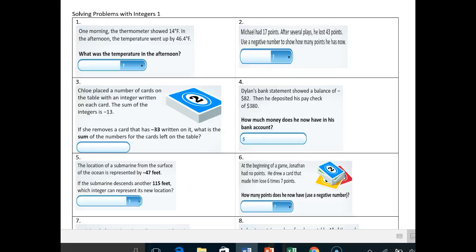Alright, welcome to part 2 of notes 2.16. So your BuzzMath level, like I was saying, is solving problems with integers 1. You want to take all the rules, remember the addition subtraction rules of SSAK and DSSL, and the multiplication division rules of SSP, same signs positive, and DSN, different signs negative.